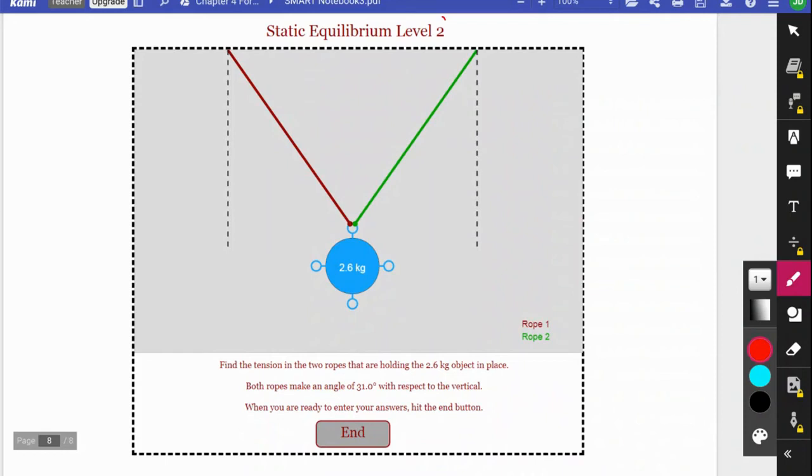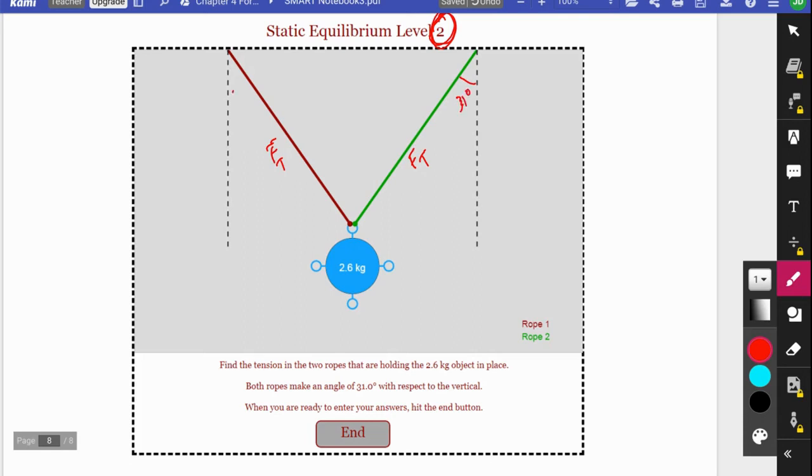This is a level 2 problem. Your homework is a level 3 problem, so just a slight bit harder than this, but you're going to be able to handle it once I go through this example. Static equilibrium is basically saying that the forces are going to add up to be zero. So the net force is going to be zero. And what we're going to be trying to do is find the tension force in the green and the red strings. Okay, now in this level 2 problem, both the ropes make an angle of 31 degrees.